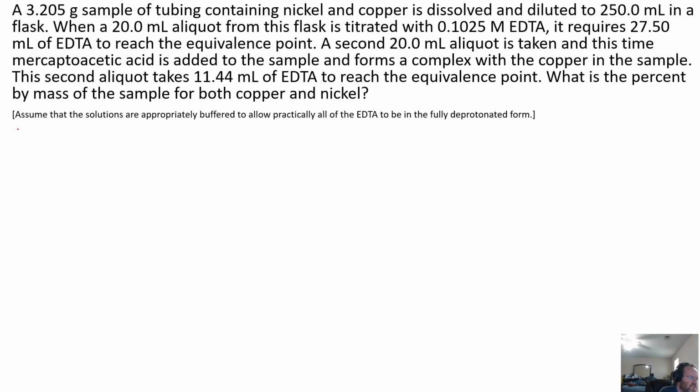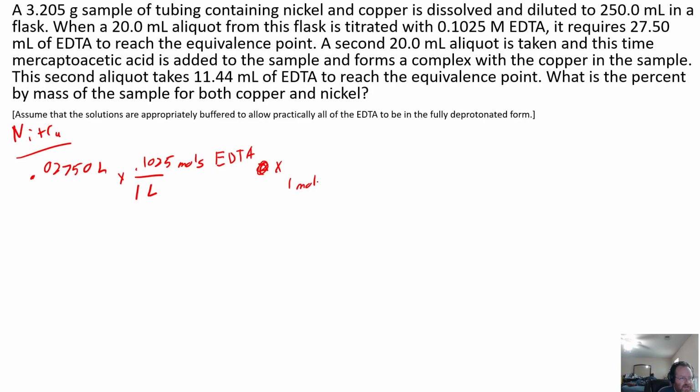It doesn't matter which order you do these samples in. I'm going to do the first one, which contains both nickel and copper, first. You could do the one that only contains nickel first. It wouldn't matter. So from here, we know that it took 0.02750 liters of our EDTA to reach the equivalence point. We know the concentration is 0.1025 molar, so that means for every 1 liter, there's 0.1025 moles of EDTA. And we also know that for every mole of EDTA, there is 1 mole of either nickel or copper, so it represents both of those added together.